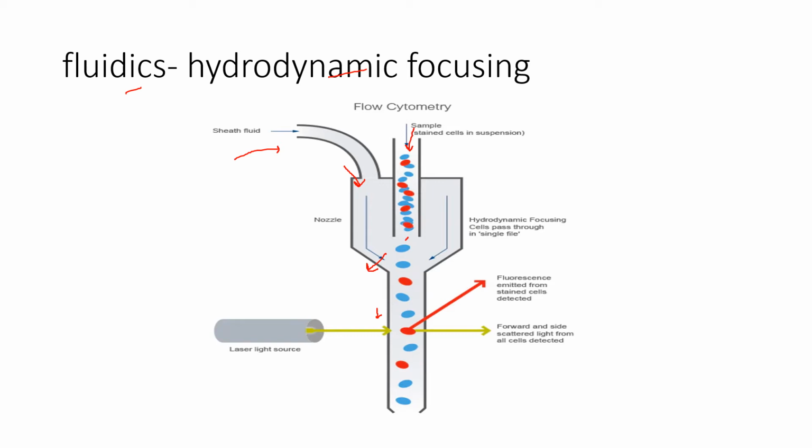Samples are mixed with fluorescent antibodies. When they pass through the laser light source, they emit light of higher wavelength, and it is detected by the sensors. When cells pass through the laser light, other kinds of light are also scattered. These are called forward scattered light and side scattered light. These are also detected on the photomultiplier tube.